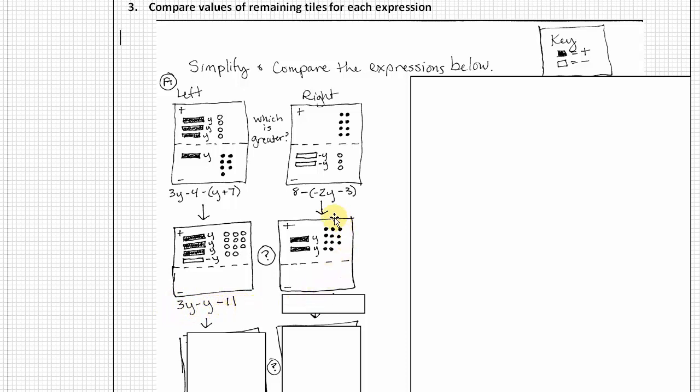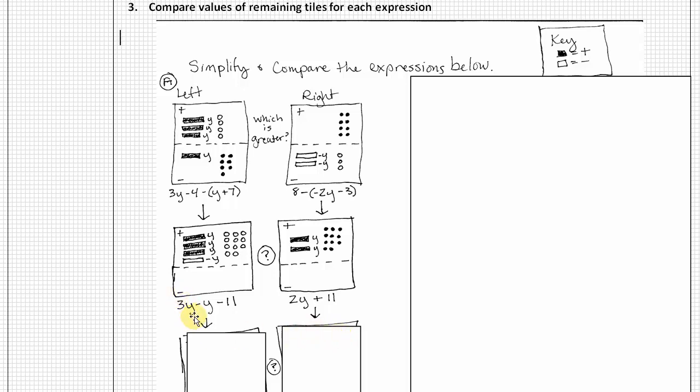Let's do the same on the right. So we had the positive 8, and they stayed up there. And then we took these 2 negative y tiles and flipped them up. And we took these 3 negative unit tiles and flipped them up. And so our resulting expression is 2y plus 11.